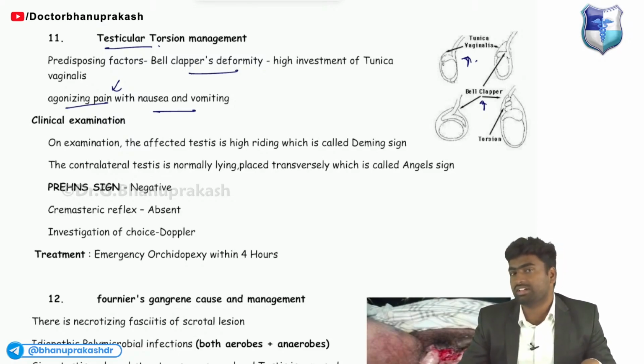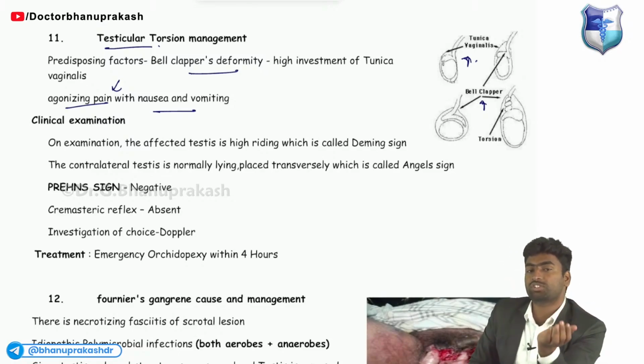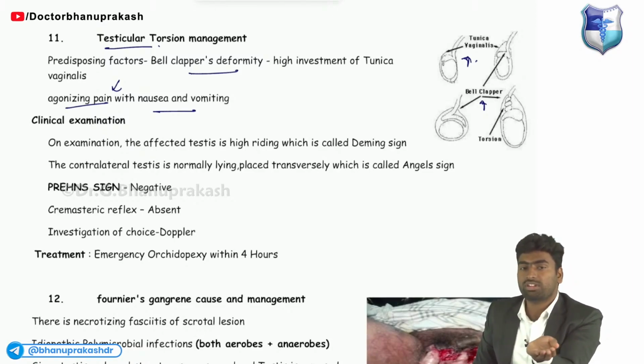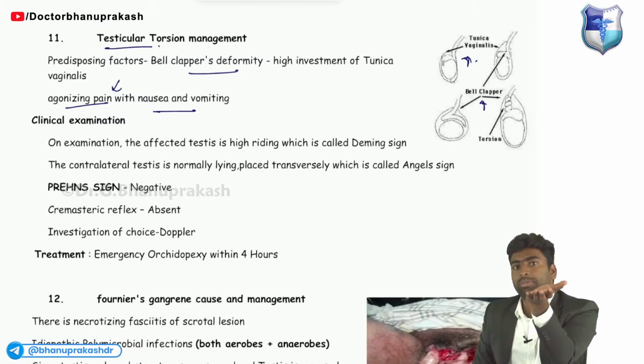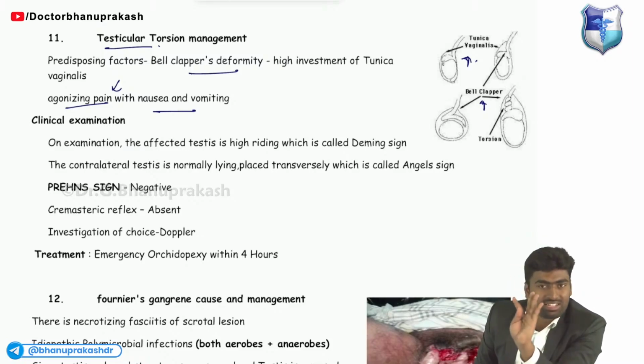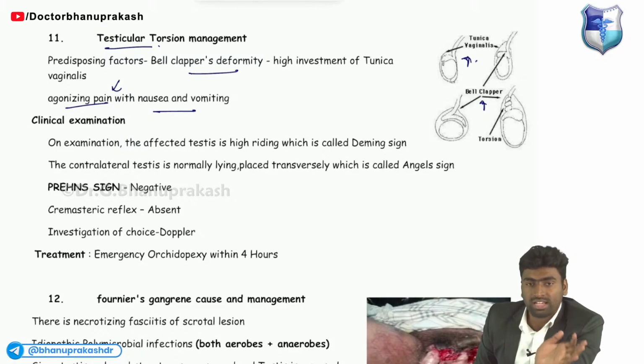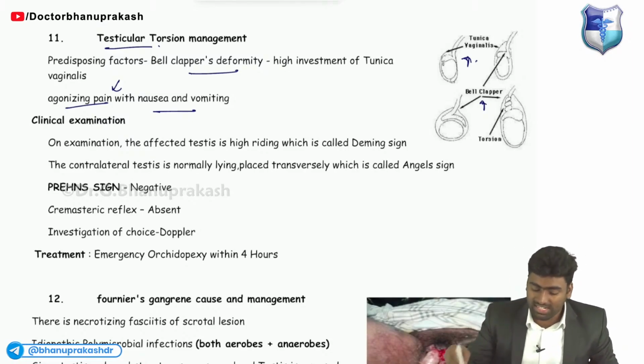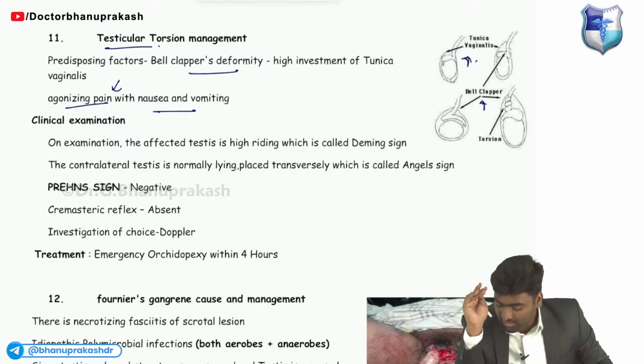And how will you differentiate it? First you will do a sign known as Prehn sign. You will lift the testes of the patient. Once you lift the testes, if the pain relieves, then it is not testicular torsion, it is acute epididymo-orchitis. Whereas if you lift the testis and he is still feeling the pain, it is testicular torsion.